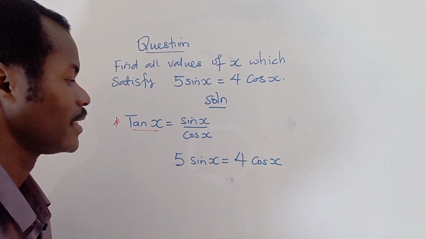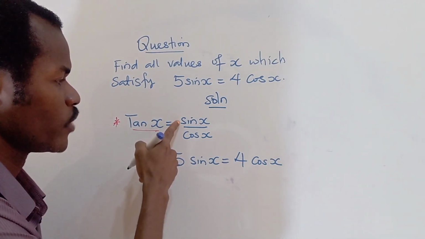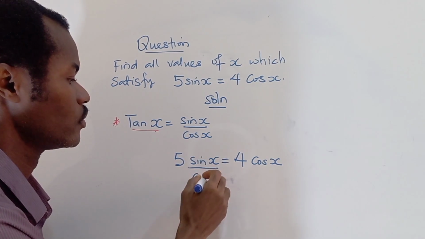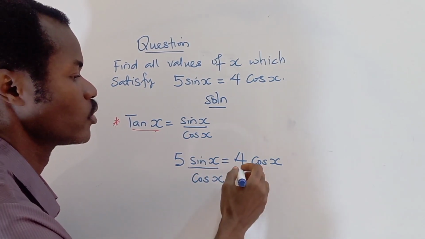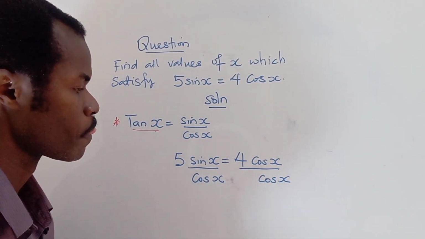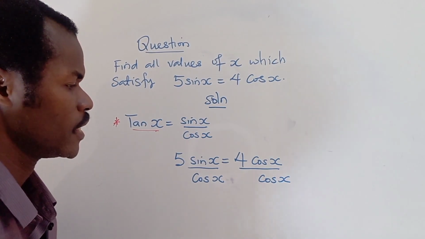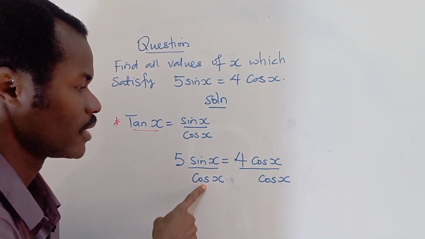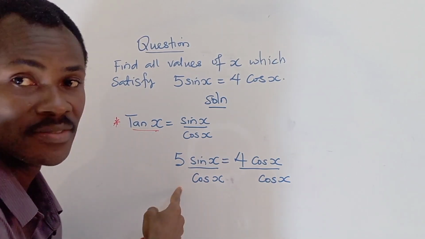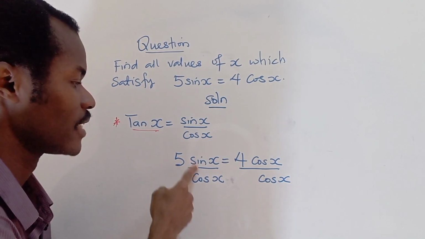So the basic idea is, we have sine x by cos x. So I want to divide this by cos x, which means I'm also going to divide the other side by cos x. Dividing both sides by cos x will enable me to have tan x on the left hand side. So this is now 5 tan x.